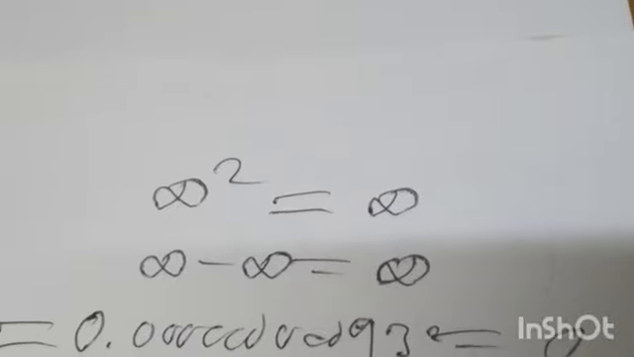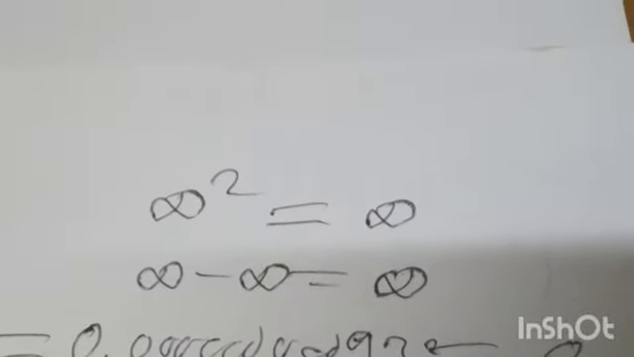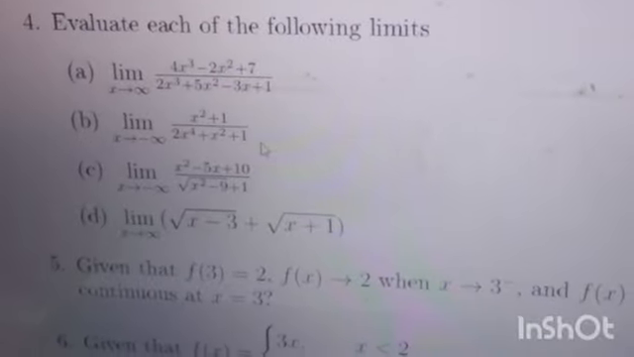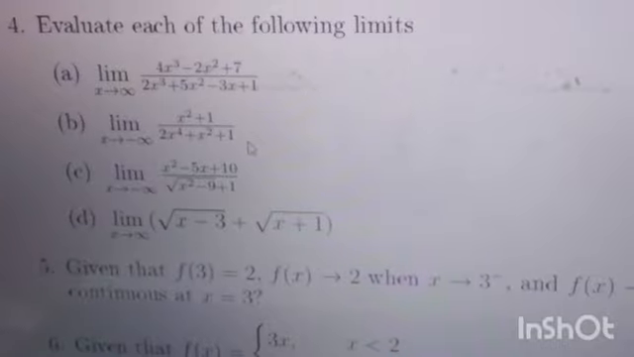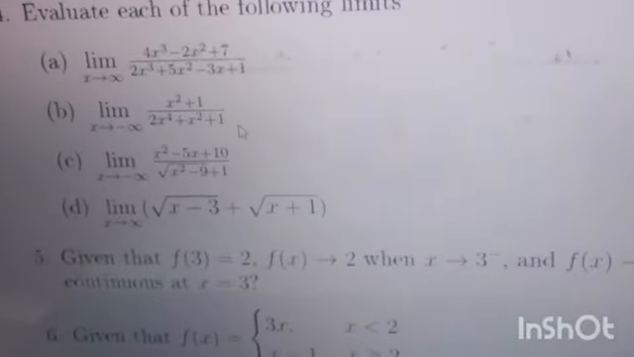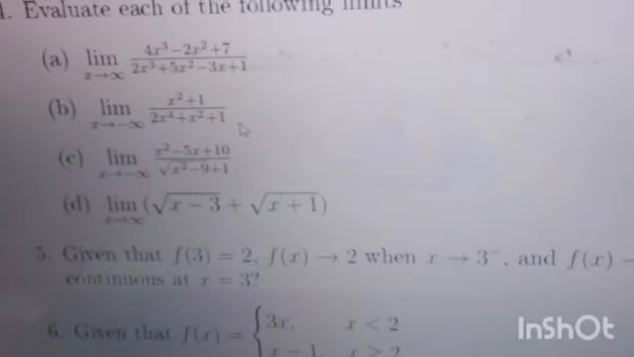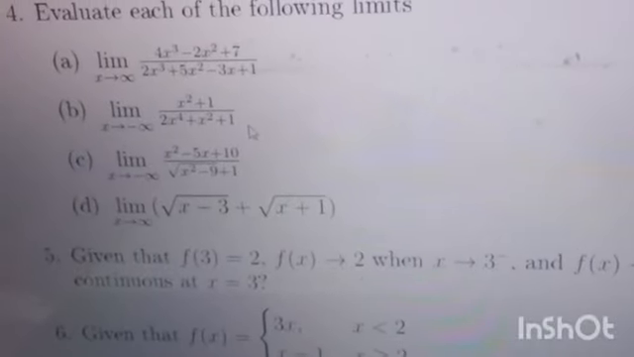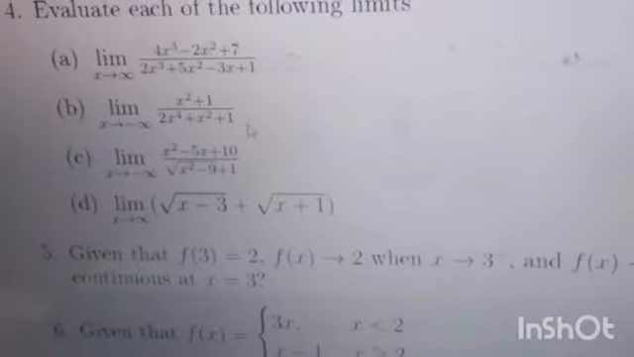So now let's do a question from the tutorial sheet. We are doing question number 4, part A. You are finding the limit as x approaches infinity of 4x cubed minus 2x squared plus 7 over 2x to the power 3 plus 5x squared minus 3x plus 1.